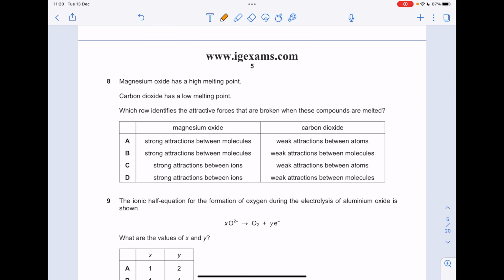Magnesium oxide has a high melting point. Carbon dioxide has a low melting point. Which row identifies the attractive forces that are broken when these compounds are melted? So magnesium oxide, remember, is a giant ionic structure. It's made up of ions. There are no molecules in magnesium oxide, which is why we can discount A and B immediately. These two are both looking good for C and D.